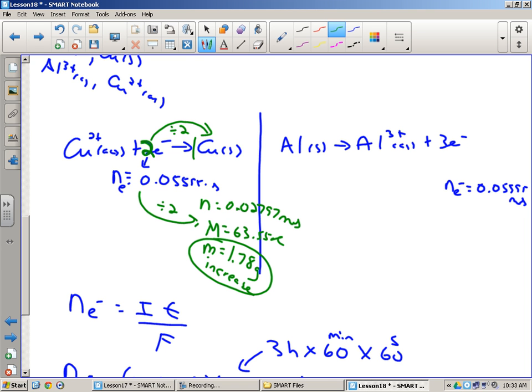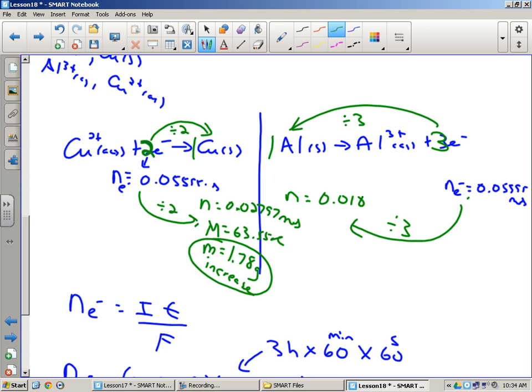Over here, I know that I have, once again, this amount of electrons flowing from the aluminum. So once again, that's a 3-to-1 ratio. To get over to there, I'm going to divide by 3. So dividing by 3, I'm going to have 0.01865 moles here. And once again, I know the molar mass, 26.98 grams per mole.